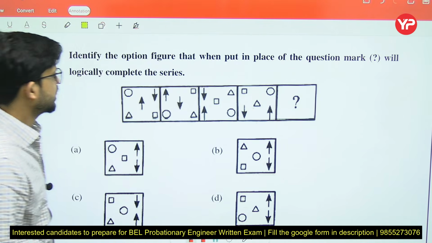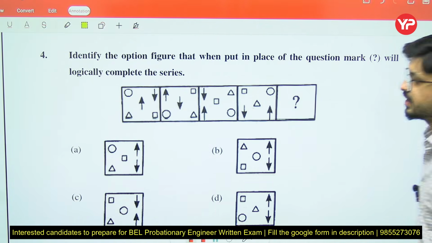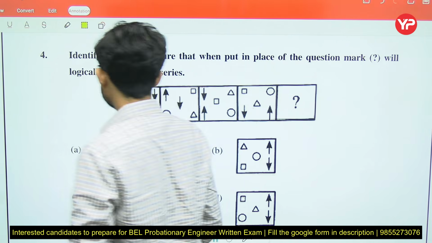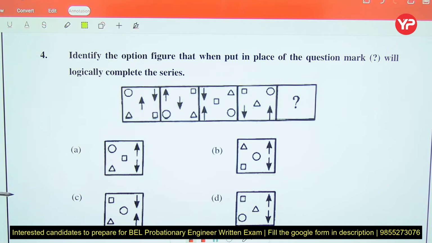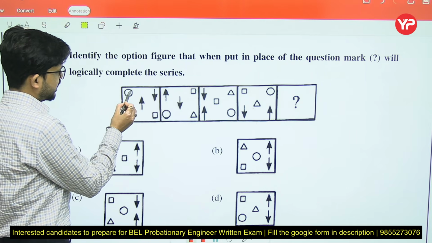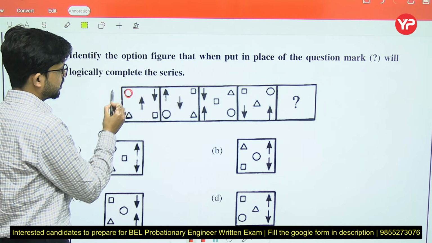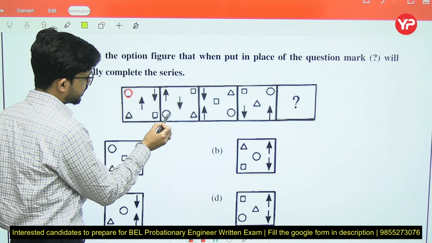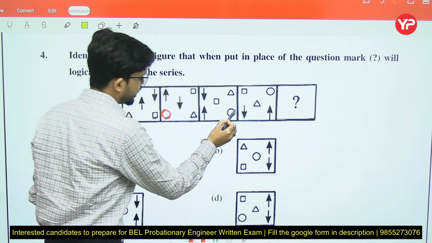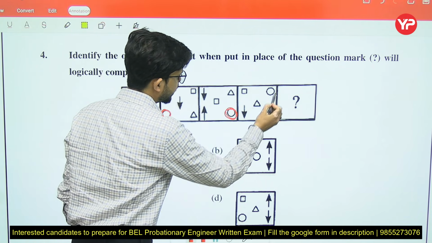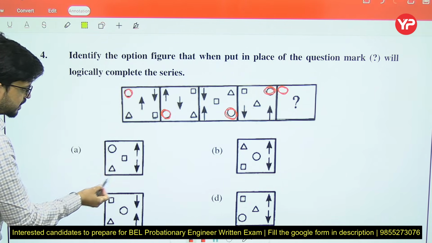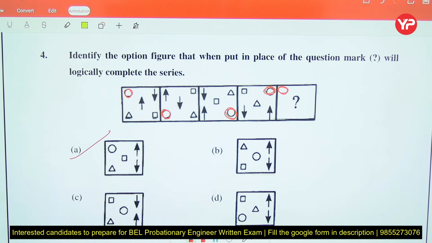This is related to the completion of the series of the picture. First of all, I just take one of the figures from the particular figure. Let's say I'm taking that circle. Now in the second case, the circle moves from here to here, from here to here. Now again the circle will come here. So I have to find where the circle is here. So this is the answer. That is simply how we solve this.